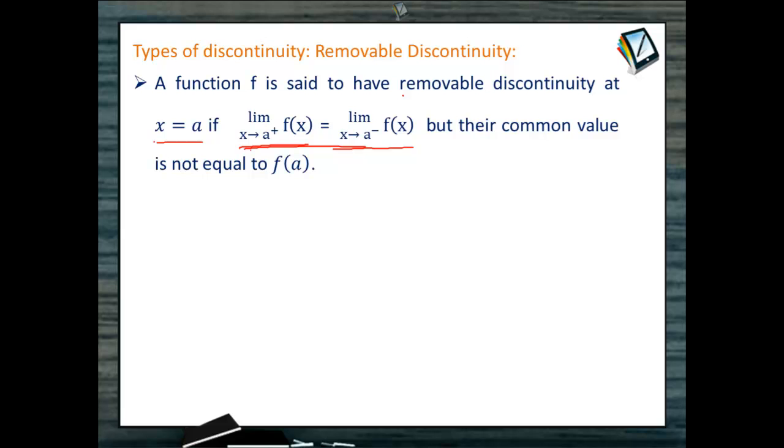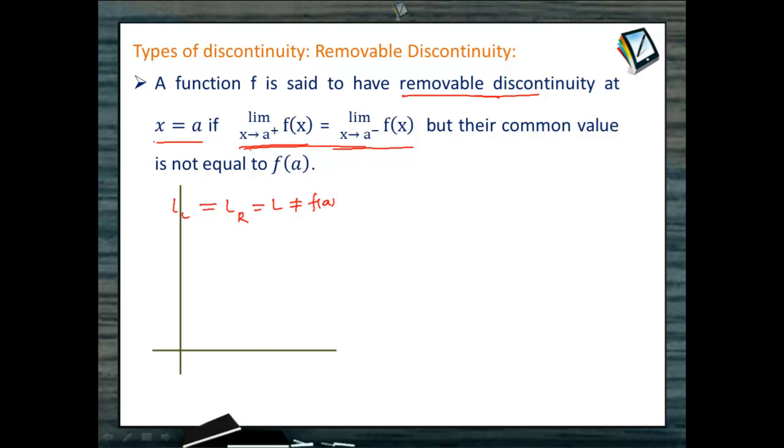What happens? The left hand limit exists, right hand limit exists, they both are equal, therefore the final limit exists, but this limit value is not equal to the functional value. Let's see graphically what happens in this case and why we called it removable discontinuity. What was the reason behind calling it removable discontinuity?